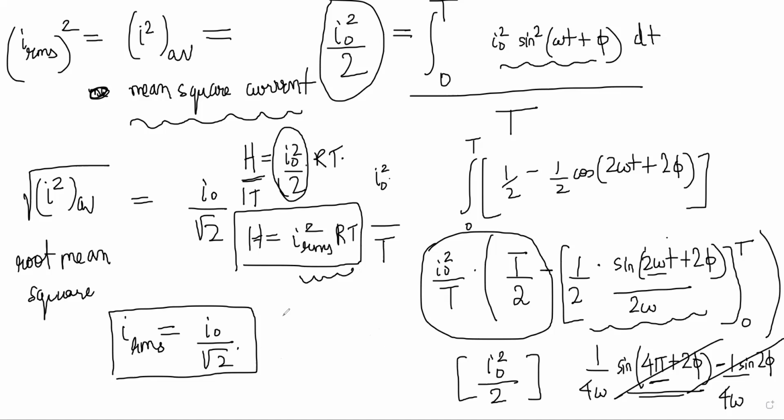So RMS current is basically I naught by root 2, and in many applications you will realize that your AC circuit can be thought of as DC with a value of I naught by root 2, rather than AC with the maximum of I naught. So that is what he is showing. 39.3 is the derivation for IRMS.